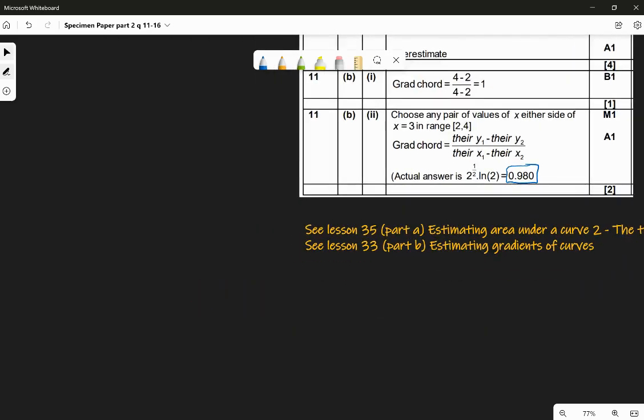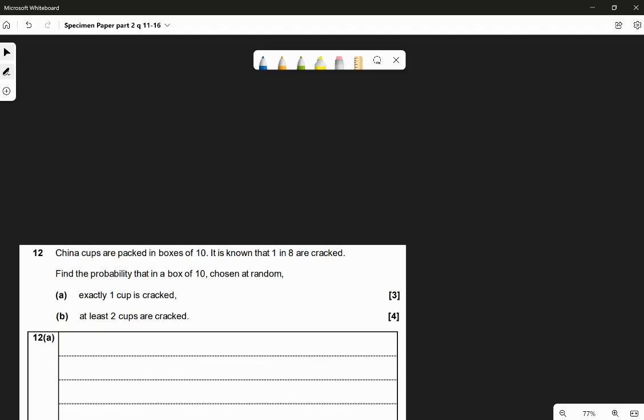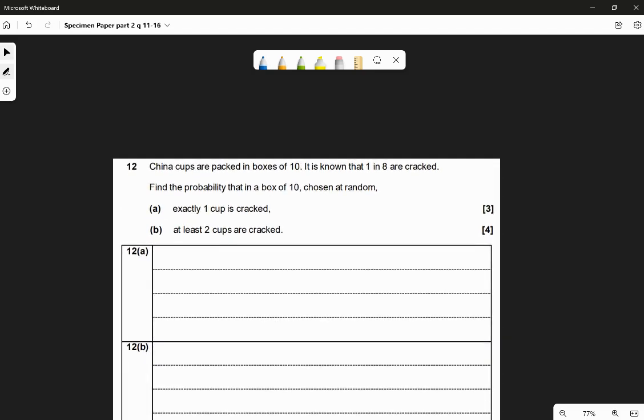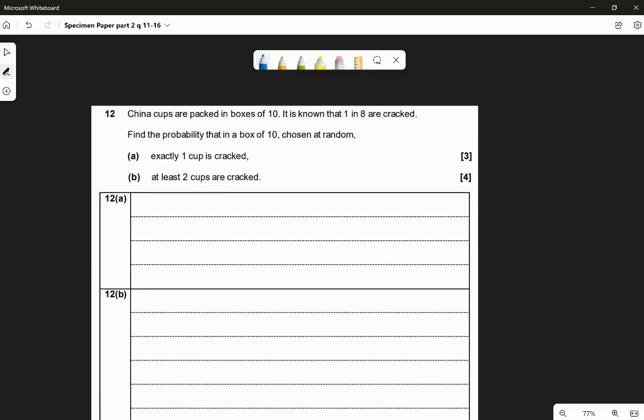Okay, let's have a look at question 12. So in question 12, we have china cups packed in boxes of 10. It is known that 1 in 8 are cracked. 1 in 8 of the china cups are cracked. Okay, so 1 in every 8 in the large selection are cracked.